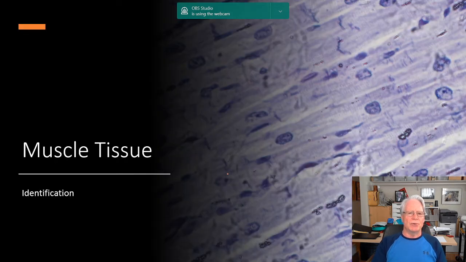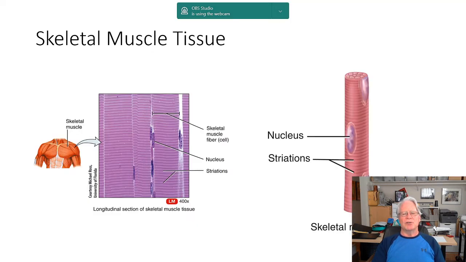Muscle tissue, 3 different types of muscle tissue. We're going to look at each one. So first one is this, skeletal muscle tissue. Notice the striations that we see running across here. The light, dark pattern, that's called striation.